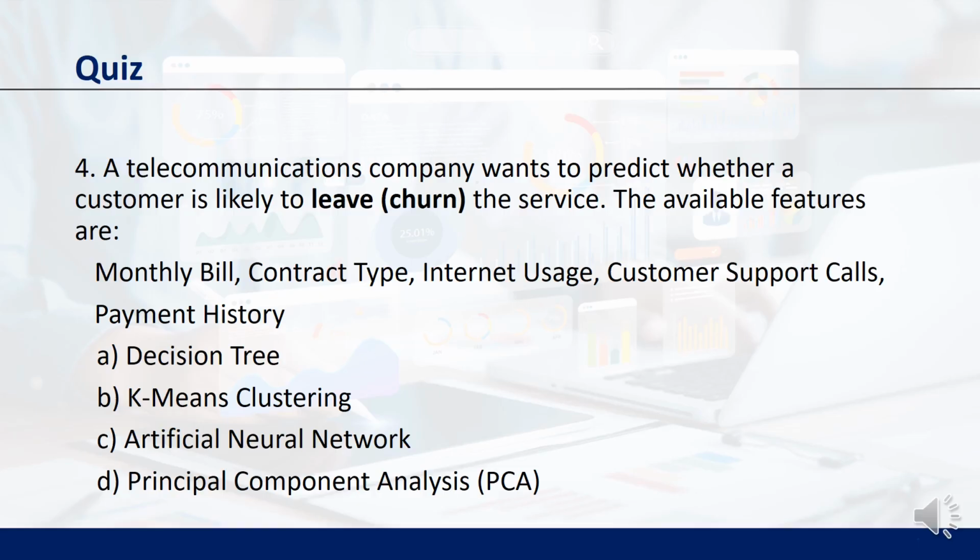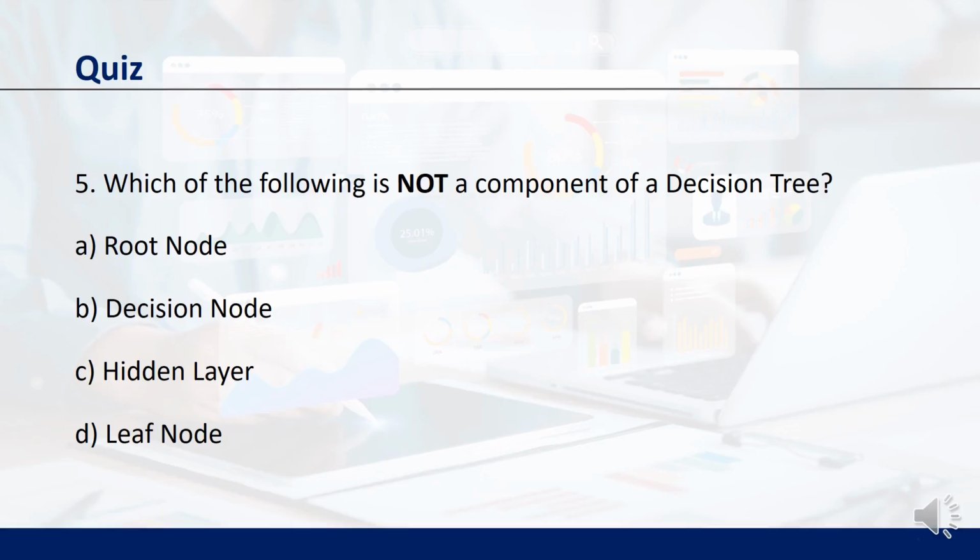The correct answer is decision tree because the problem is a prediction or classification problem where historical examples can be used to learn whether the customer will leave the service or remain with the company. A decision tree can learn patterns from these features and use them to classify a new customer. Next question is, which of the following is not a component of a decision tree? Root node, decision node, hidden layer, and leaf node. As we have seen earlier, the answer is hidden layer. A decision tree contains a root node, decision nodes, as well as leaf nodes.